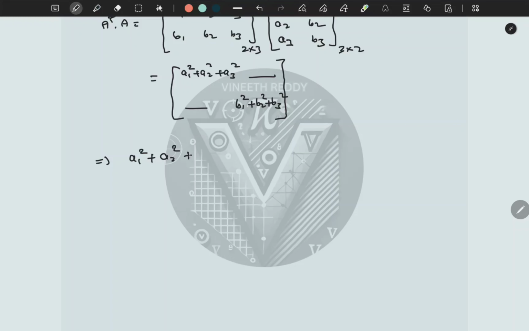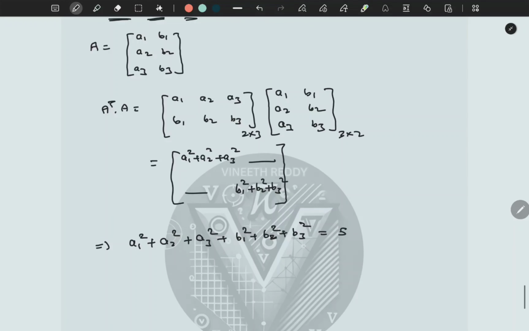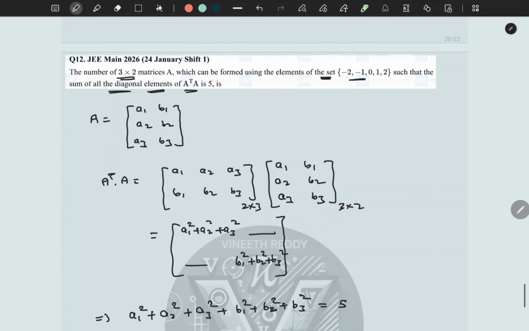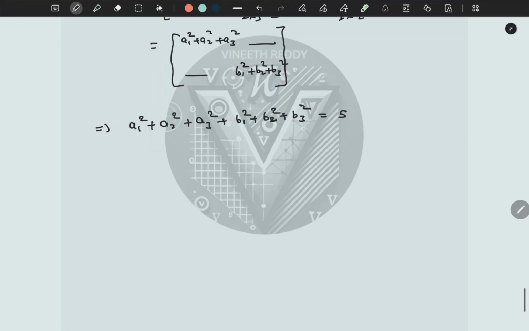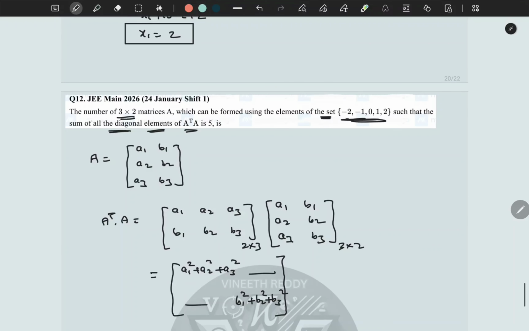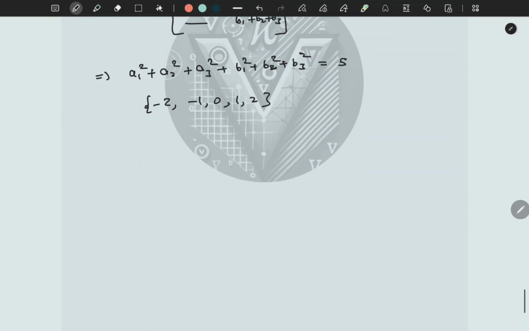Perfect. So I think we got an interesting result. A1 square plus A2 square plus A3 square plus B1 square plus B2 square plus B3 square is equal to 5. Now this should be 5, provided we use these elements. The set contains minus 2, minus 1, 0, 1, 2. That means plus or minus 2, plus or minus 1 and 0. So how do we get 5?